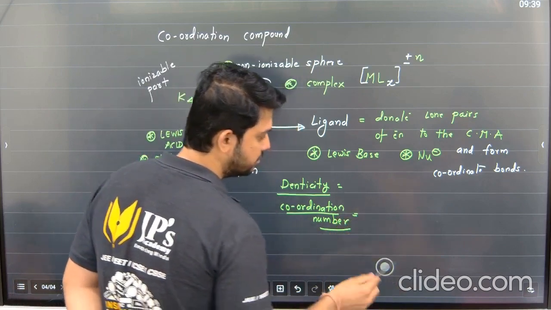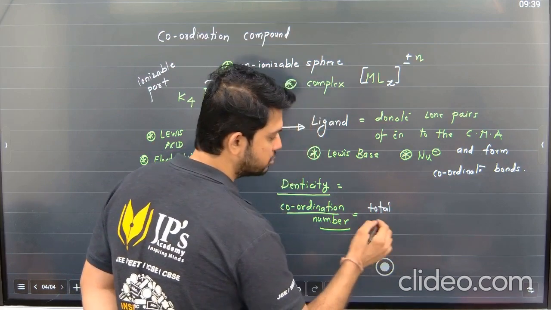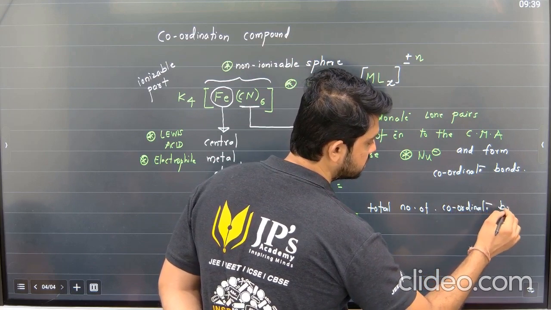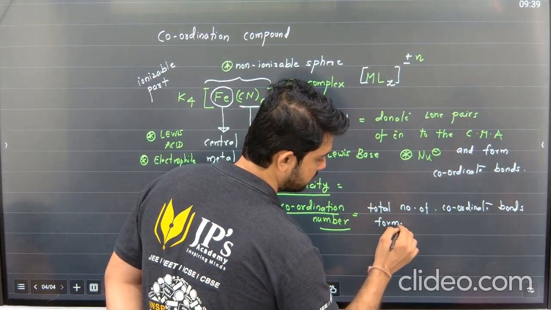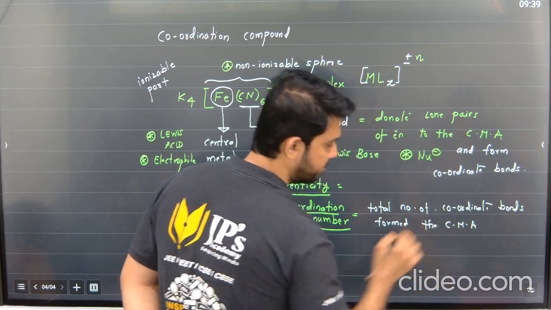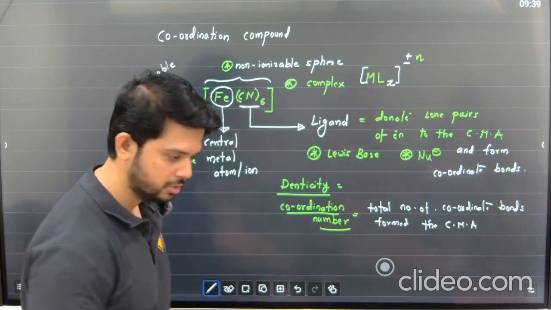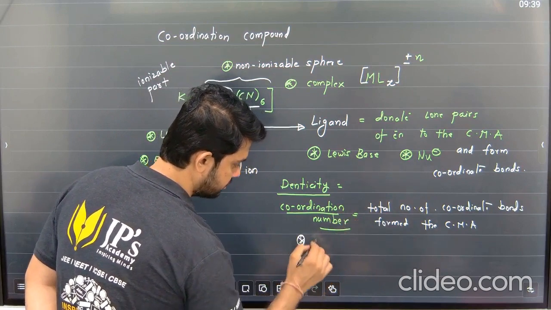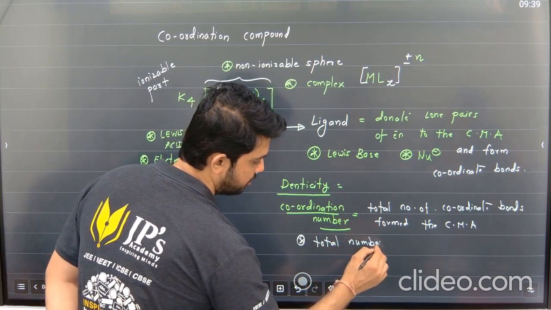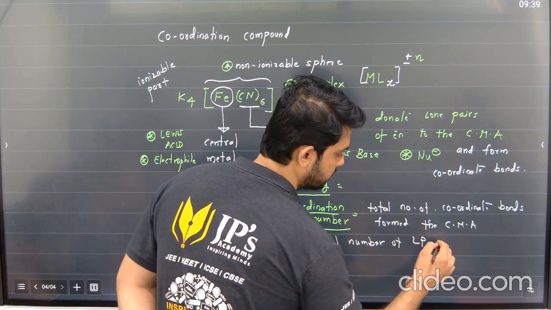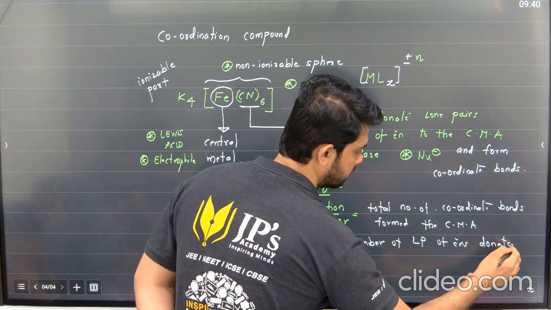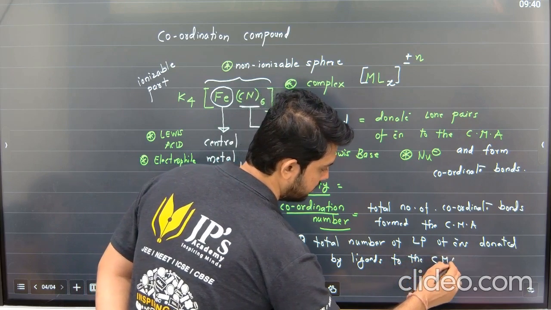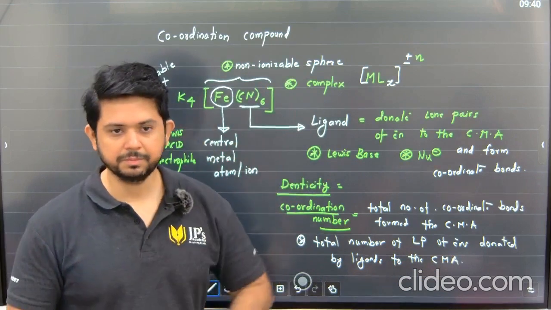So, how will you define coordination number? Coordination number can also be the total number of coordinate bonds formed by the central metal atom, or the total number of lone pairs of electrons donated by ligands to the central metal atom. Understood, people? Yes or no?